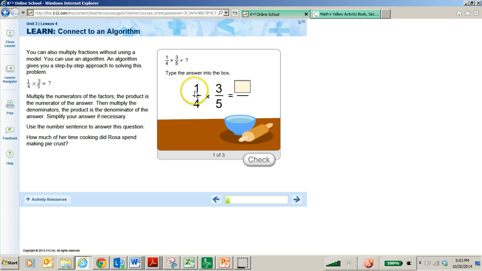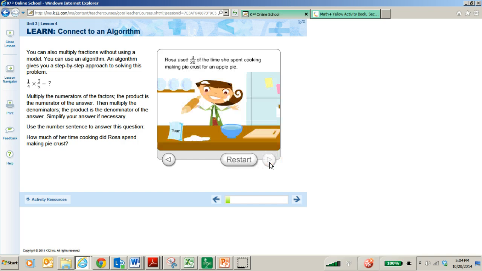Here it shows the algorithm, 1 times 3 is going to be 3, and then you can move on to the next component. 4 times 5 is 20, and check your work. But if you model it at the same time as you're doing this, they see why the algorithm works. We don't want them just to learn a bunch of steps that make no sense to them.